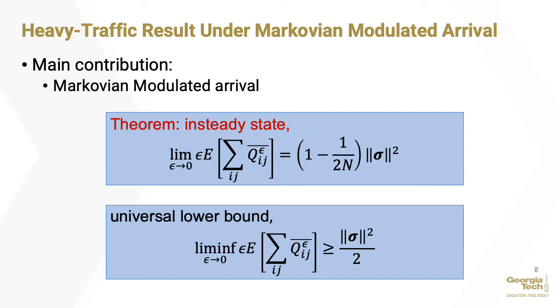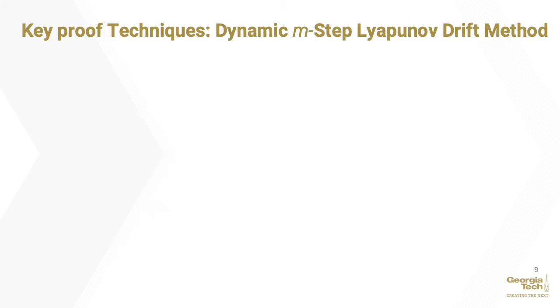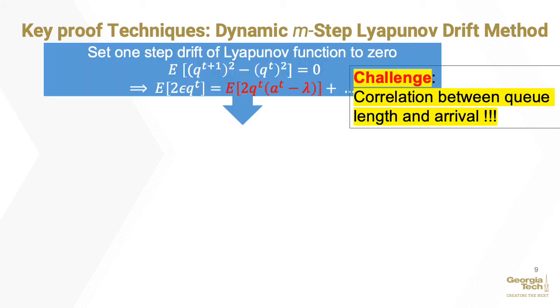Next, I will give our proof techniques on how to deal with the Markovian modulated arrival case. The key proof technique is the dynamic m-step Lyapunov Drift Method. Our method is an extension of the drift method. So the first step is to set the one-step drift of the Lyapunov function to 0. That is, the expectation of q_{t+1} square minus q_t square equals 0. And then we expand this equation. On the left-hand side, we get the scaled Q length, and on the right-hand side, we get some other terms. Let's look at the first term, the red term here.